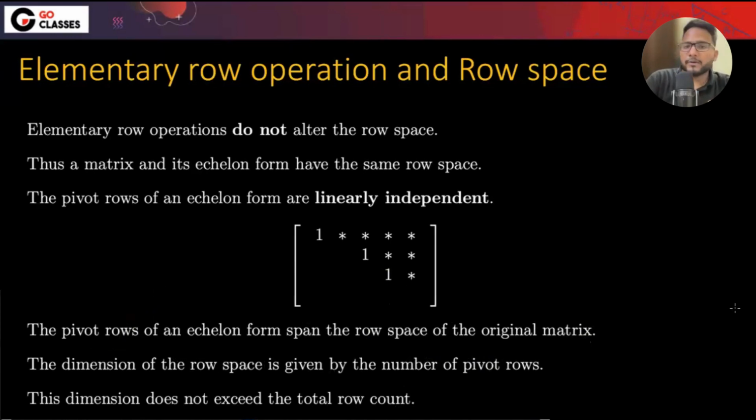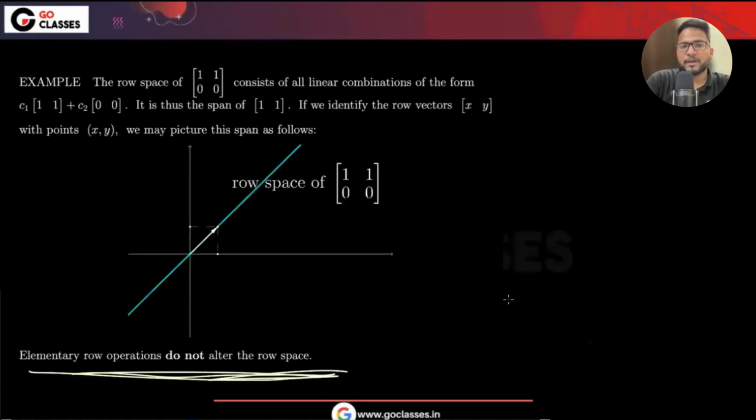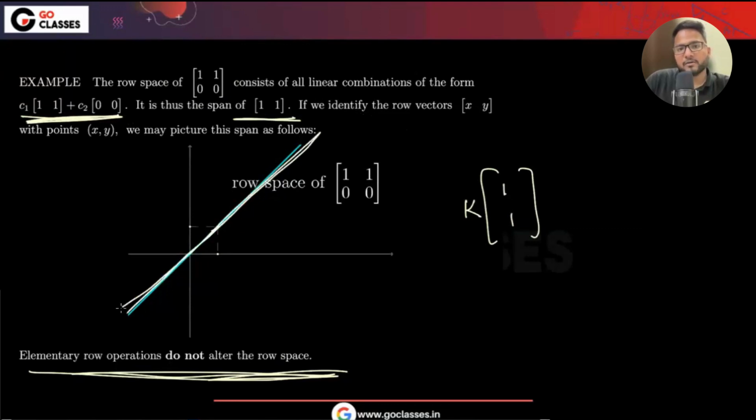So it is very straightforward to see that the row space doesn't change if you have the elementary row operations. For example, if you have this matrix, the row space consists of all the linear combinations of these two rows. Thus, it is the span of this. If we identify the row vectors as points x, y, it will be just k times (1, 1). So basically this is the row space. Okay, it is just a line. Row space of this is just a line. Understood?